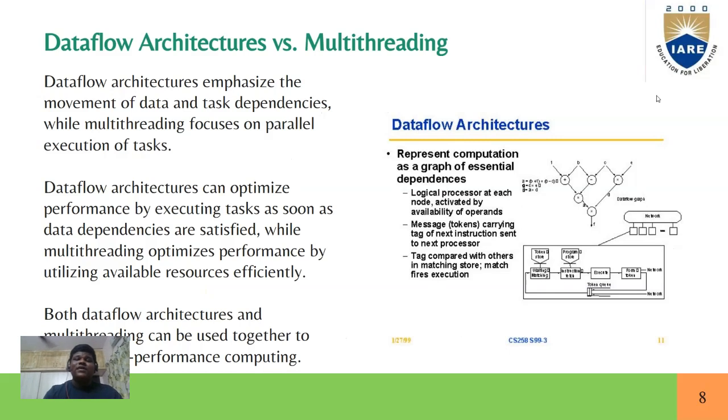Here we see the basic and main differences between data flow architectures and multithreading. Data flow architectures emphasize the movement of data and task dependencies, as we have seen earlier, while multithreading focuses on parallel execution of tasks. Data flow architecture can optimize performance by executing tasks as soon as data dependencies are satisfied, while multithreading optimizes performance by utilizing available resources efficiently. Both can be used together to achieve high performance computing, which is very true.